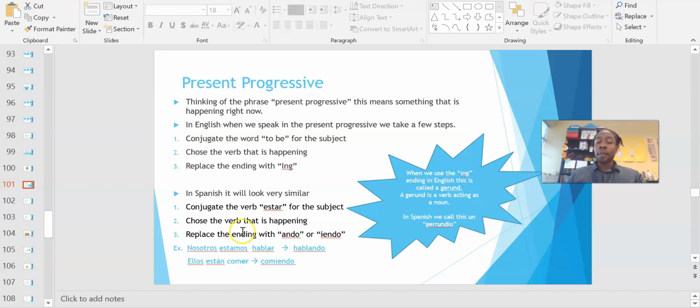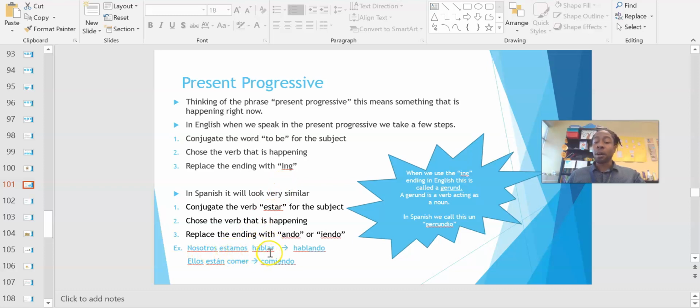So in order to do that, the first thing we have to do is conjugate the verb estar. Typically, we're not going to use ser, since ser is for our personal characteristics. When you're using ser in this instance, you're being more poetic than grammatically accurate. So if we wanted to say we are eating, we're going to conjugate estar for nosotros, and we get estamos.